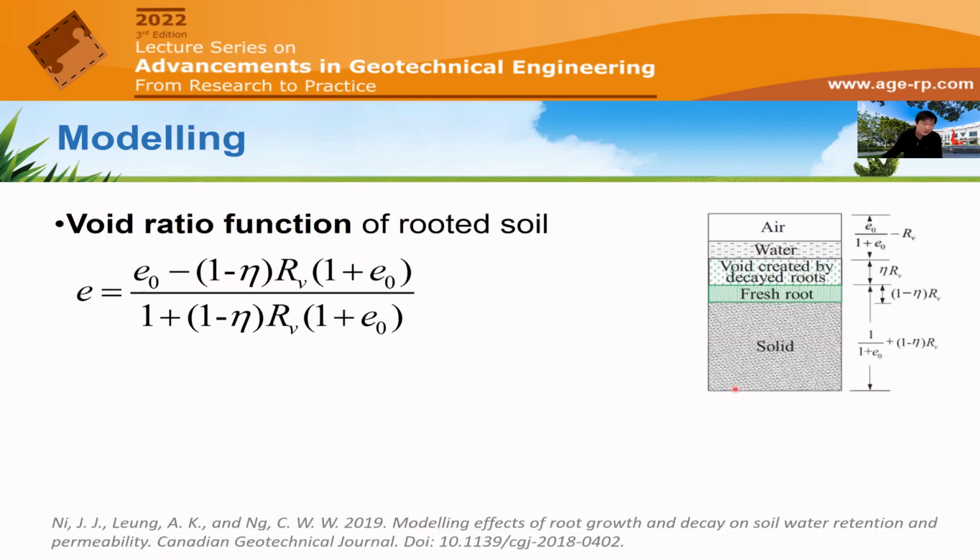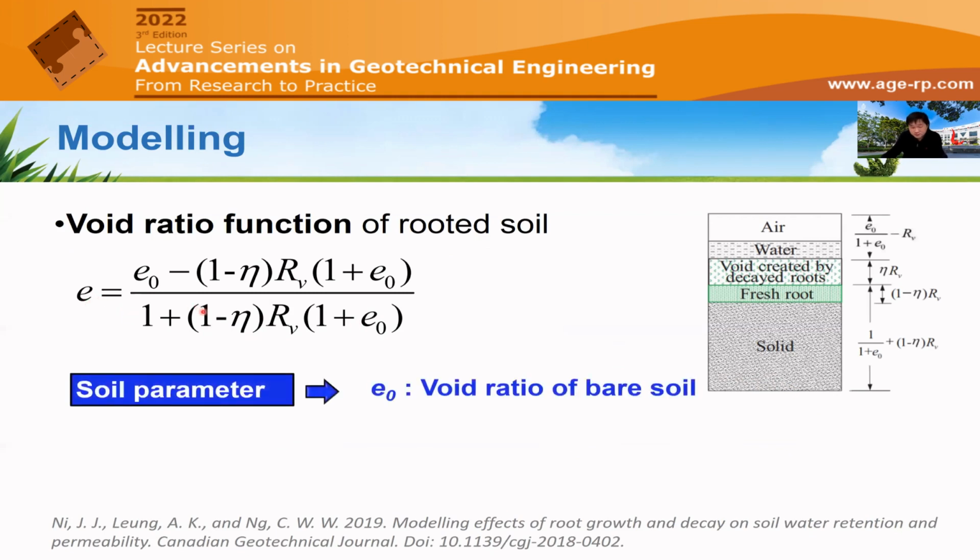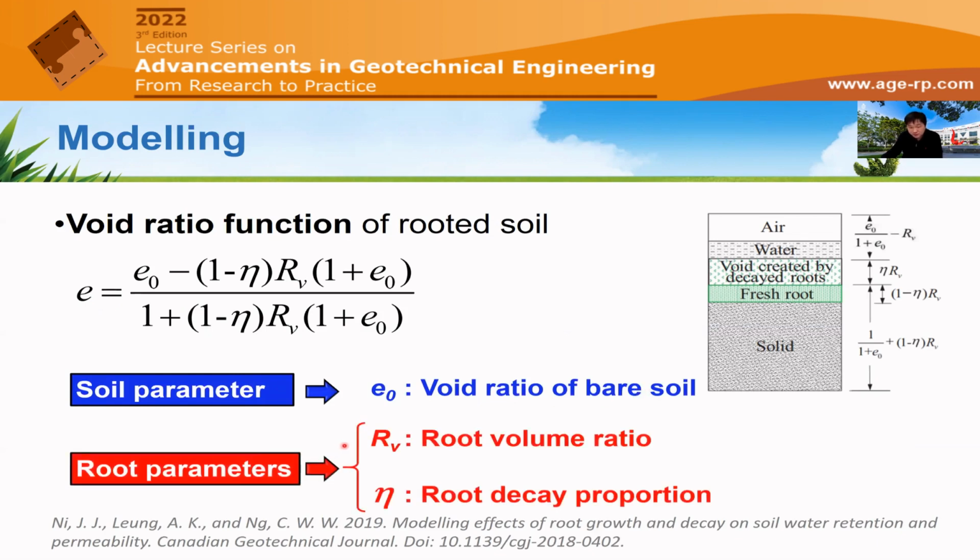Okay, so by working on this mass volume relationship of this rooted unsaturated soil, you can come up with a new void ratio function for it. Okay, and there are 3 parameters. The first one is the initial void ratio of the bare soil before growing. And then you also have 2 root parameters, one of which describes how much the roots occupy the pore space.